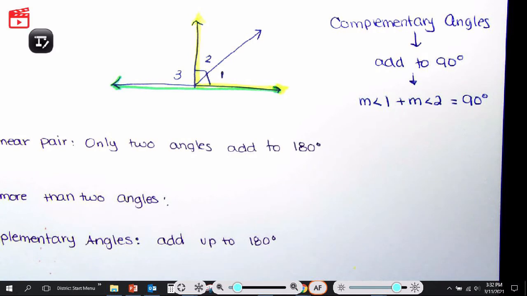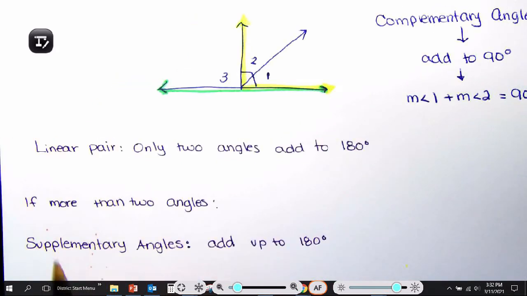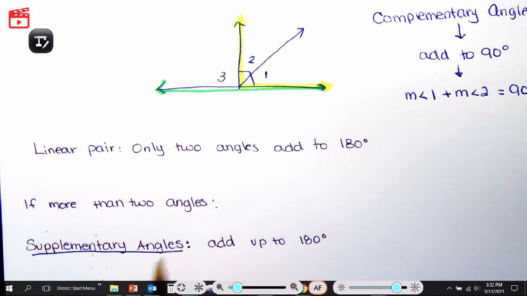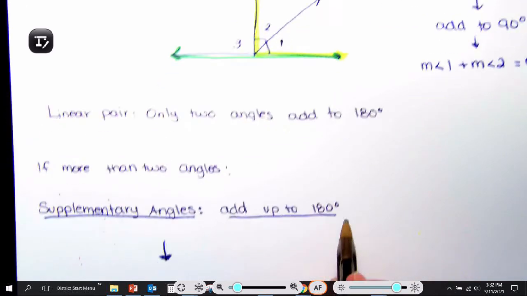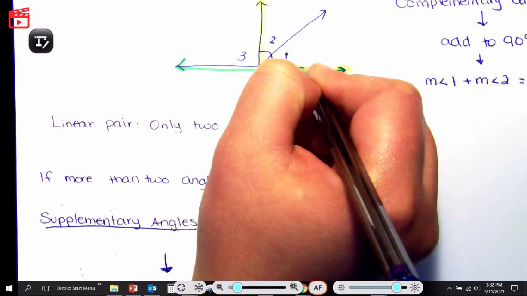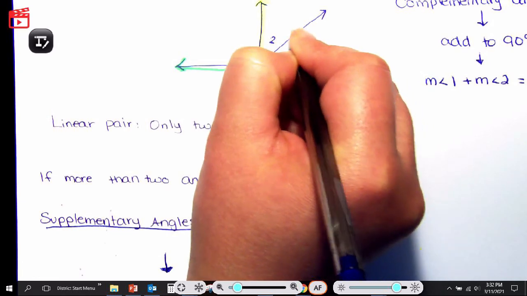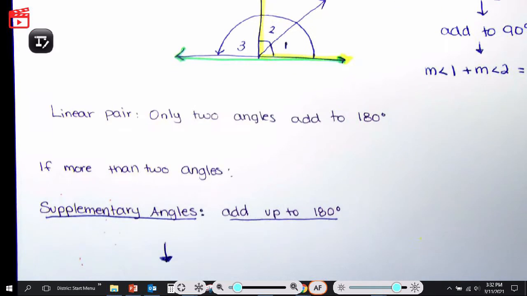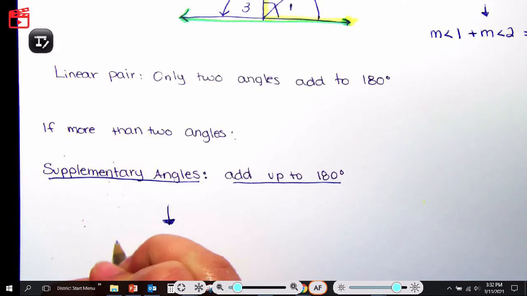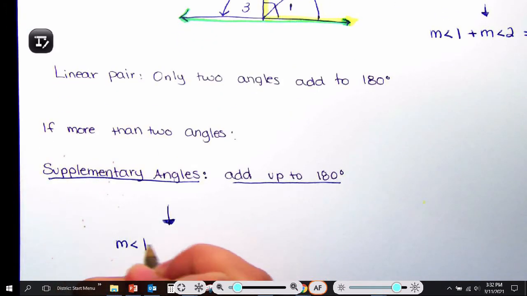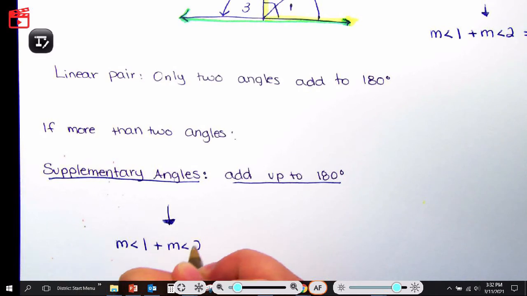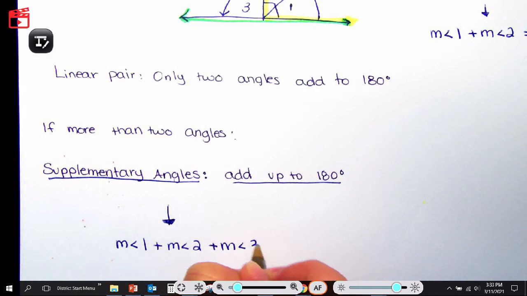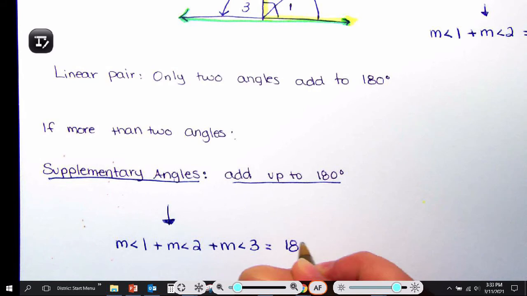Now, what else do we have? Well, we have supplementary angles. So supplementary angles, what does that mean? That means we add up to 180 degrees. So that means here's my line. So angle 1 plus angle 2 plus angle 3, all three angles equal 180 degrees. So the measure of angle 1 plus the measure of angle 2 plus the measure of angle 3 equal 180 degrees.